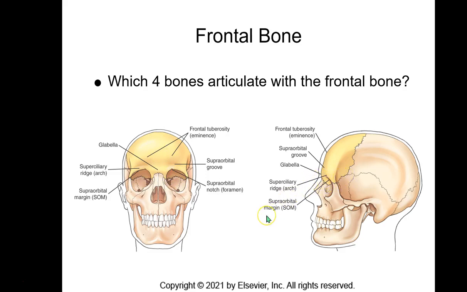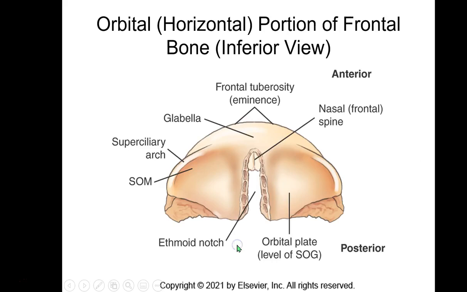So I want to take off the frontal bone from the rest of the skull, and I want to look upwards at that horizontal portion. That's what we're going to do in the next slide. So again, I've removed the frontal bone from the rest of the skull, and I'm looking upwards at this horizontal portion. So this is anterior, this is our forehead, and then of course this would be posterior.